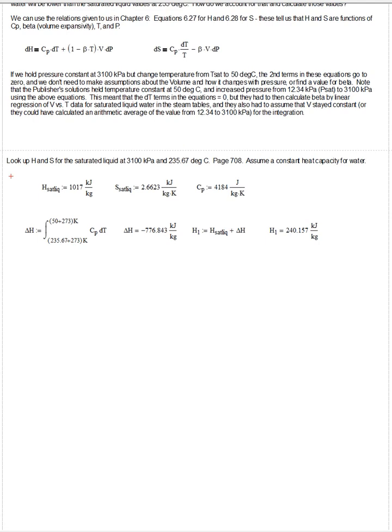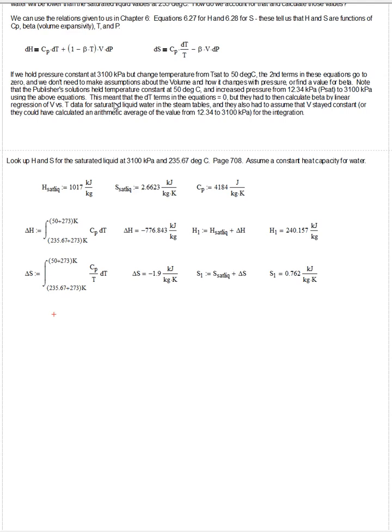All right, so I can do the same thing with entropy. I do the same calculation with entropy, and I integrate. Now I'm integrating Cp over T dT, and I'm letting MathCAD do everything, but notice I'm still integrating from my saturation temperature to my subcooled temperature. And so I get a delta S of minus 1.9 kilojoules per kilogram Kelvin. I solve for my entropy of my subcooled liquid, and I get a value of 0.762 kilojoules per kilogram Kelvin.